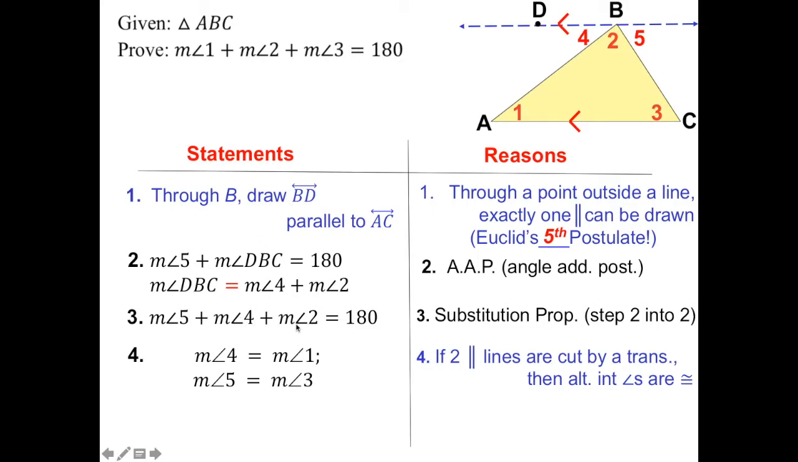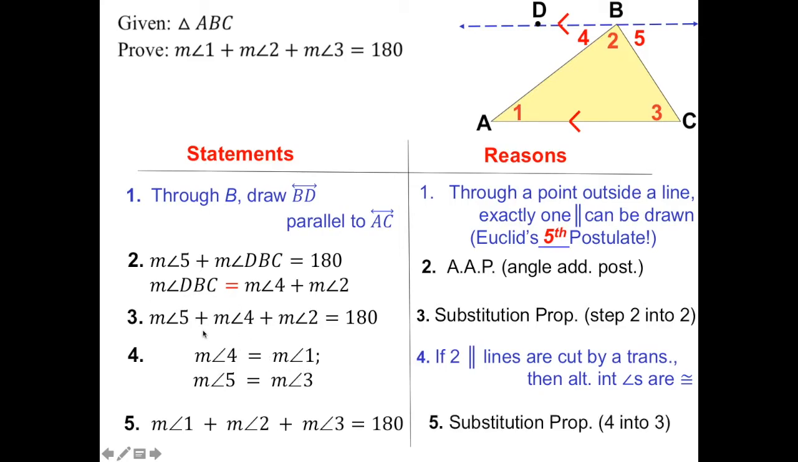So in step 3 we have basically said what we wanted to say to prove things here, except we've done it with measure of angle 4 and measure of angle 2 in there. We don't want that. We want measure of angle 1 and measure of angle 3, which we haven't talked about yet. Measure of angle 2 is okay, but we want to get rid of 4 and 5 and replace them with what they're equal to. 4 is equal to 1 and 5 is equal to 3. And finally, we can wrap this up by doing substitution, going from step 4, substituting what 4 and 5 equal into step number 3, and then we're good to go.